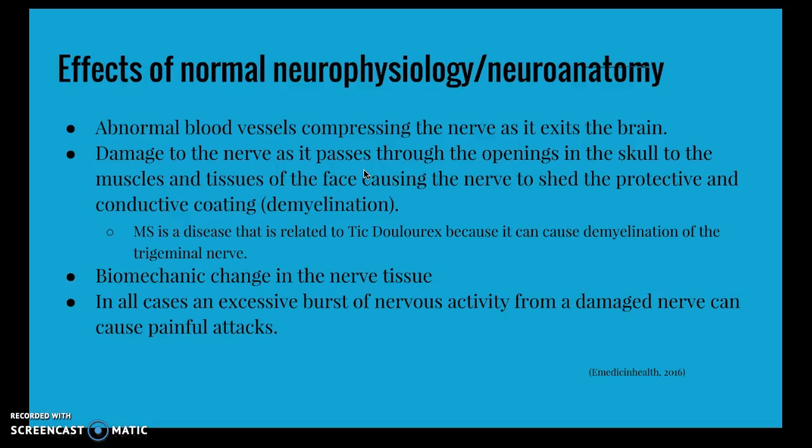So the effects of normal neurophysiology and neuroanatomy. Abnormal blood vessels compressing the nerve as it exits the brain can cause the pain that's associated with TD. And the blood vessels can also damage the nerve as it passes through the openings in the skull to the muscles and tissues of the face, causing the nerve to shed the protective conductive coating. So the nerve's protective and conductive coating is the myelin sheath. So this process that happens is called demyelination.